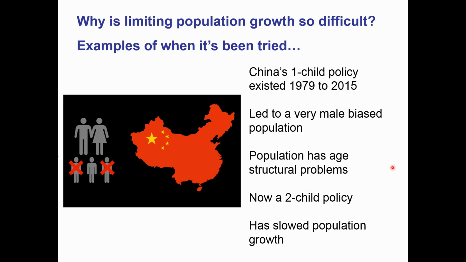And it's hoped this is going to get over some of the issues with the male-biased population and the structural problems. So this has been tried. It's incredibly controversial. Can you imagine if they tried to do something like this here in Utah, what the outcry would be? However, we do have to admit, even if it's controversial, it has slowed population growth. So even if it's difficult, it did actually work in China. I don't think it would ever fly over here, but in China it definitely worked.